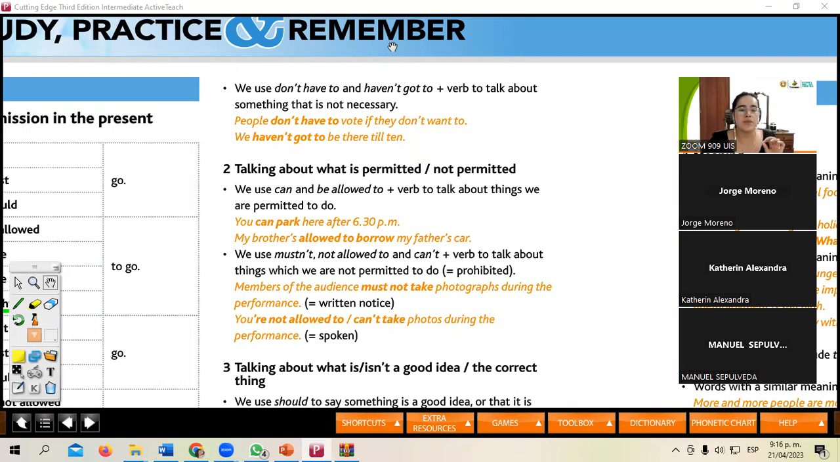Yes or no? Is a prohibition? No, no. Son si quieres o no quieres. Exactamente, es algo que no es necesario hacer, ¿ok? Entonces, vemos cómo cambia el significado. Por ejemplo, people don't have to vote if they don't want to. Es algo que no tengo que hacer si no quiero. Las personas no tienen que votar si no quieren, ¿ok?